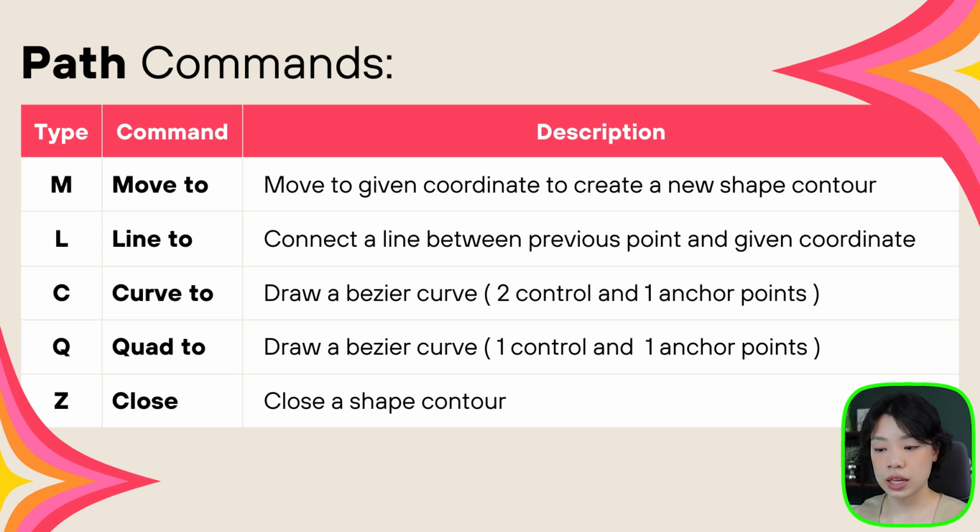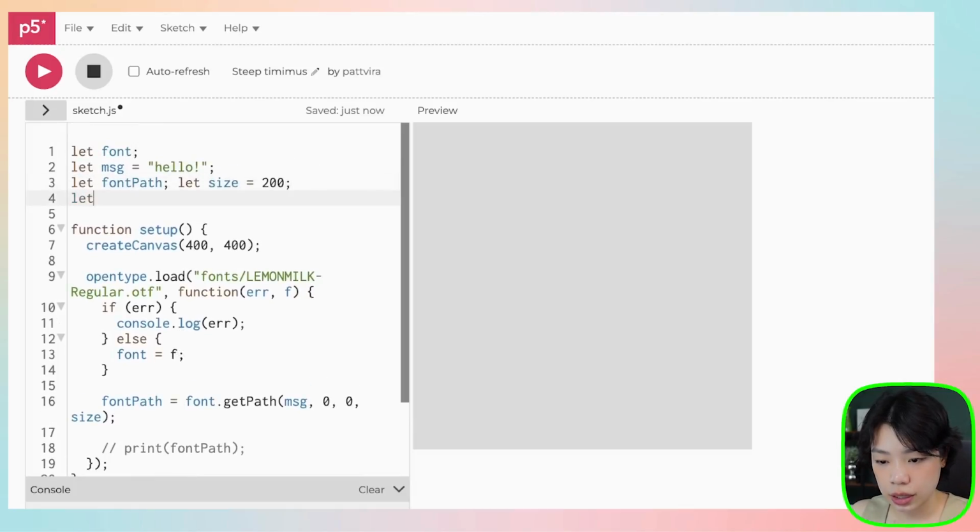C, or curve to, is when you draw a Bezier curve with 2 control points and 1 anchor point. Q, or quad to, is when you draw a quadratic Bezier curve with 1 control point and 1 anchor point. And then Z, there's no coordinate associated with this command. This command means close, and so this is where you know that the path to that specific letter ends. So as you saw with the print function before, there are multiple M's and multiple Z's because we have the word hello. So each letter has its own M commands and then its own Z commands. And then what's in between is the commands that connect each of the points together, whether it be a line or a Bezier curve.